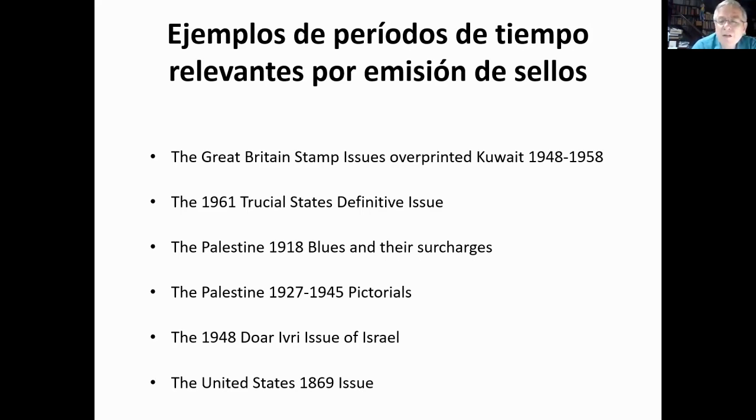The next title, the Dorivery issue, is one series of stamps for the State of Israel, a single series of stamps. But again, from the title, it's very clear what is the scope of that exhibit. The 1869 issue of the US is also very similar, very clear, one issue of stamps from one country.